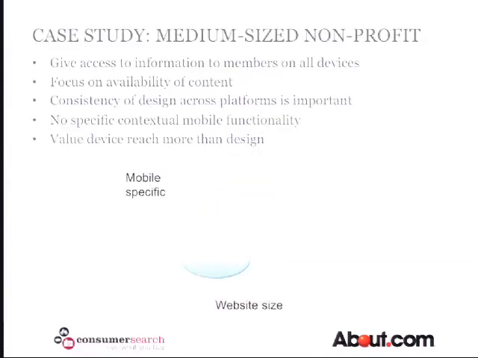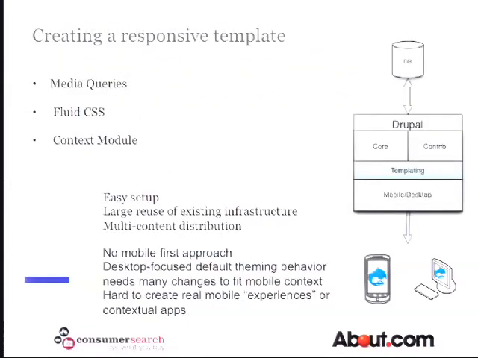Like a second kind of website would be, for example, a medium-sized non-profit where you really focus on a big reach. You want to reach a lot of people. However, it doesn't have to be very mobile specific. You really want to reach a lot of people. So that's where you can try to create your normal websites and try to have an adaptive, responsive template where you just serve everything from one theme. This is very simple.